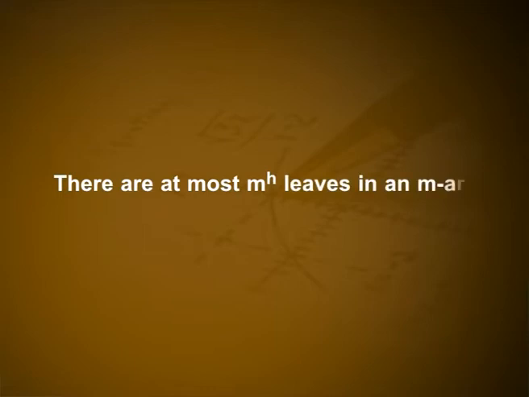Now, moving on to the next theorem. There are at most m raised to h leaves in an m-ary tree of height h. The proof is like this. It uses mathematical induction on height. First, consider m-ary trees of height 1. These trees consist of a root with no more than m children, each of which is a leaf. Hence, there are no more than m raised to 1, which is equal to m, leaves in an m-ary tree of height 1. This is the basis step of the inductive argument.